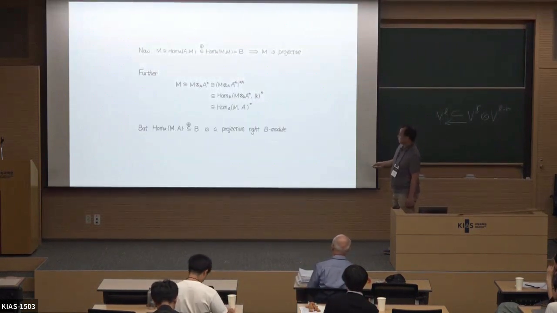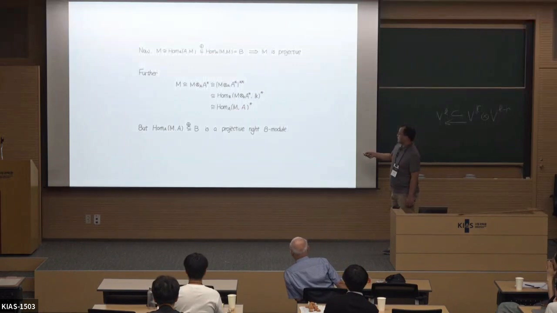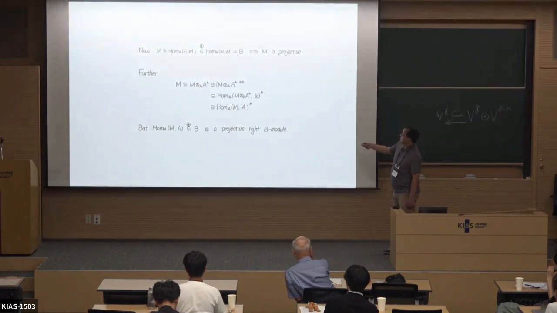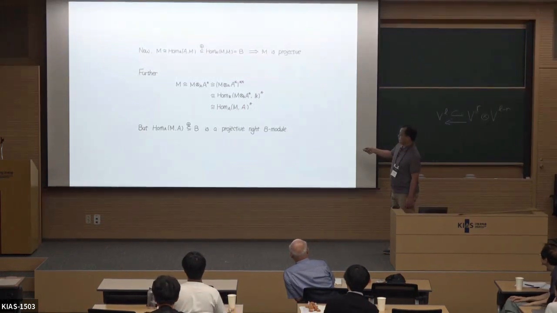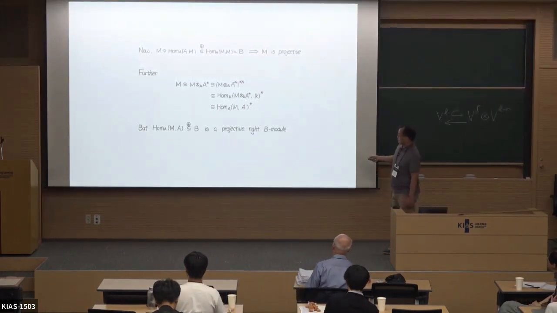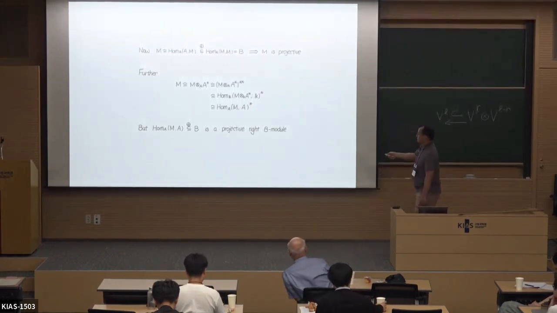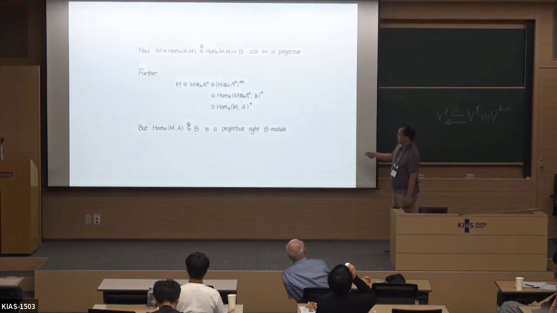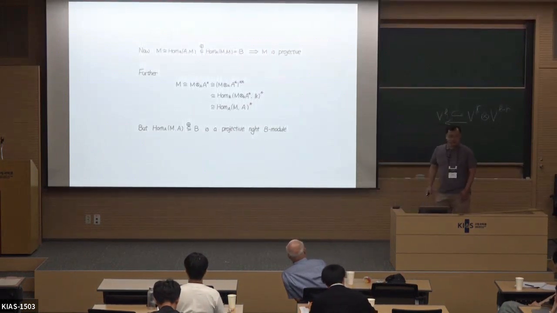Now you can use tensor Hom adjunction to show that this is Hom of A of M into A dual. But this A again is a summand in M, so this is just as in here. So this is a projective module, a right projective module, and its dual becomes a left one. I think I switched right and left badly in here. But in any case, the vector space dual of a projective module becomes an injective module. Okay. Any questions?